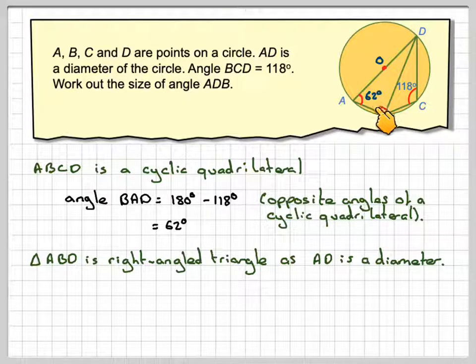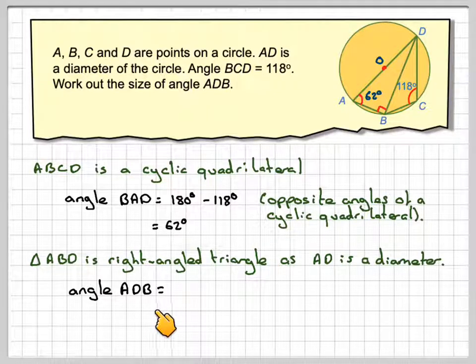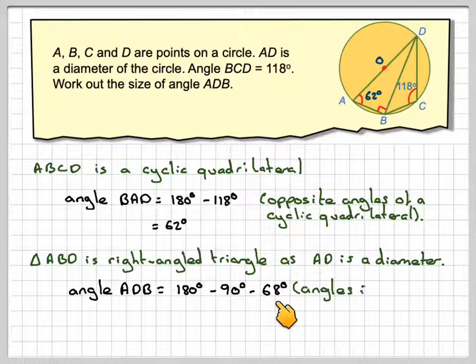Therefore, we've got this angle and this angle. We need to find this angle here. So using that triangle ABD, angle ADB is going to be 180 minus 90 minus 62, the angle sum in a triangle, and therefore that's going to give me an answer of 22 degrees.